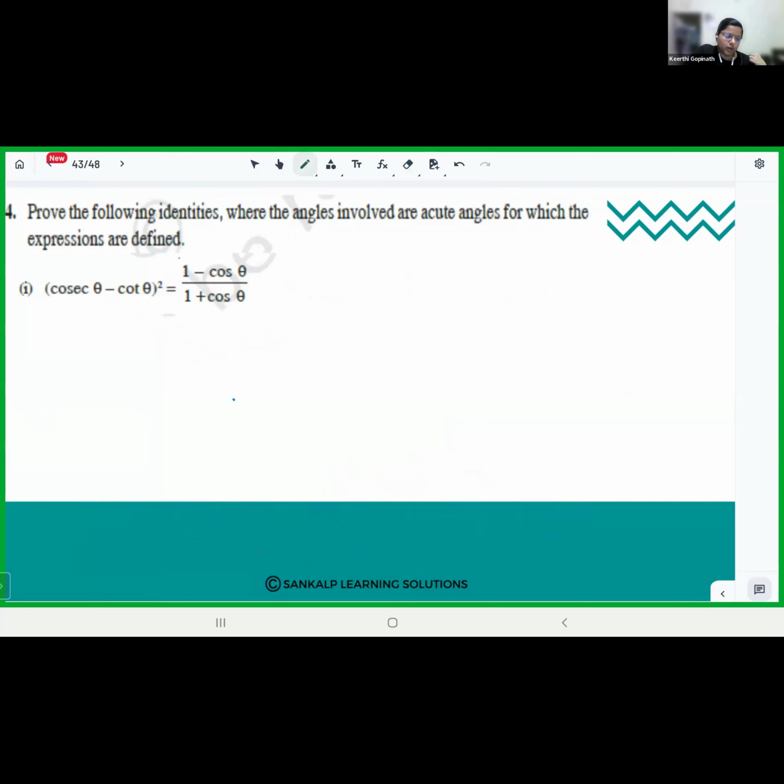Now we have to prove the following identities, where the angles involved are acute angles for which the expressions are defined. That is, first one is cosec theta minus cot theta, the whole square, is equal to 1 minus cos theta by 1 plus cos theta. So we have to prove this particular identity. How will you prove this? Let us start from the LHS. That is equal to cosec theta minus cot theta the whole square.